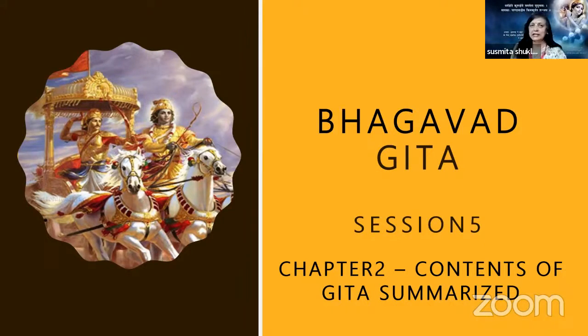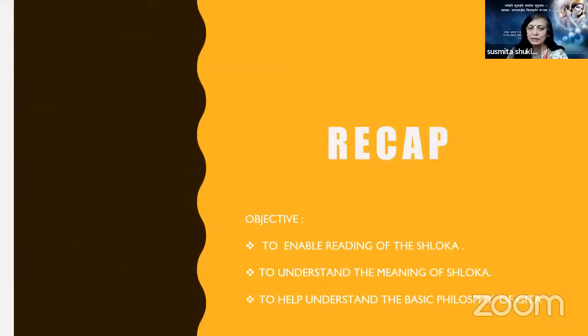We are going to start with chapter 2, and it's called Contents of Gita Summarized. It is called that because this is a very important chapter where a gist of the complete Gita is given. It talks about Gyan Yoga, Karma Yoga, Buddhi Yoga, and also the characteristics of a person who is liberated. That's why it is called Contents of Gita Summarized.